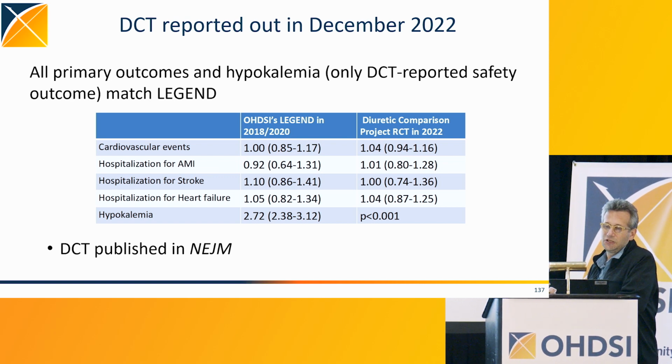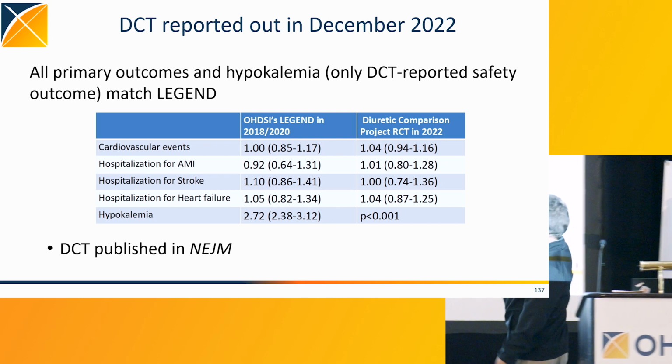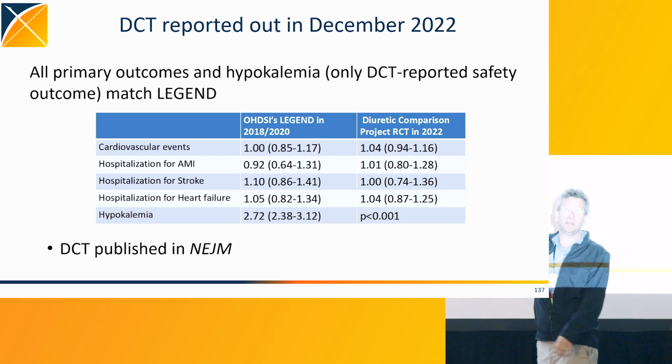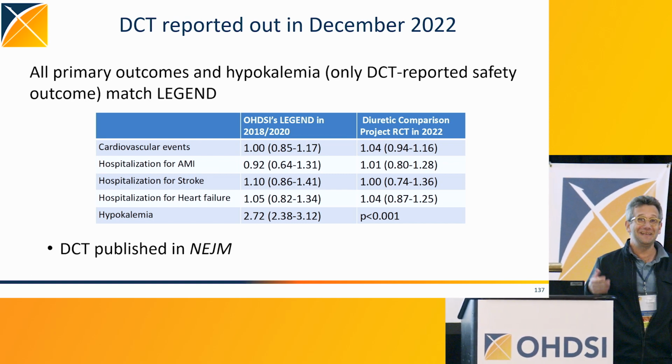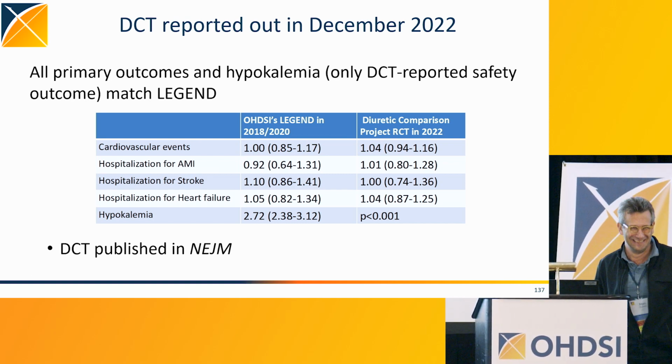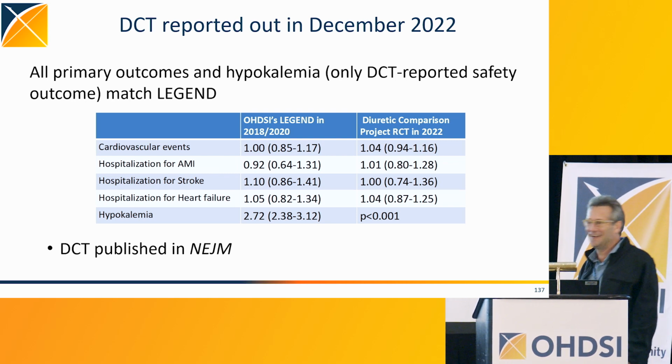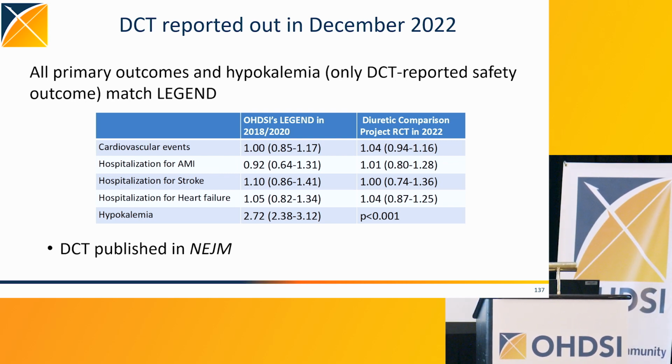And DCP actually only reported out one safety outcome. They reported out hyperkalemia, as would be expected, and they didn't even give a point estimate. They just said, oh, it's super significant. By the way, the size of the p-value is not related to how significant something is. It's either significant or it's not. But in this case, yeah, that's a pretty big ratio.